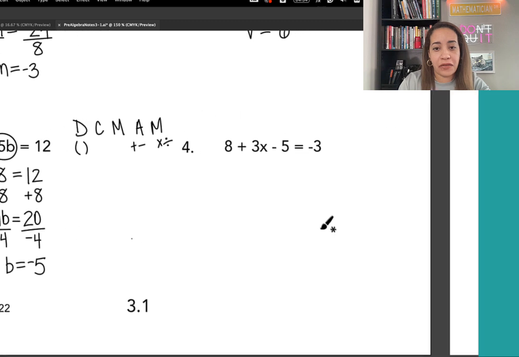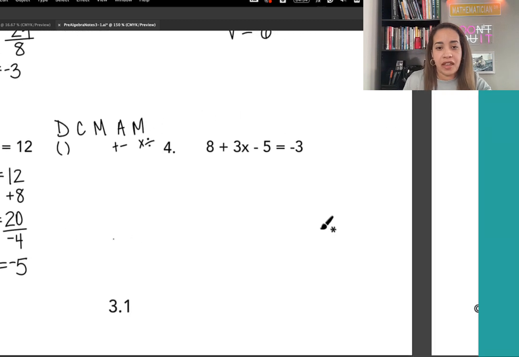Here is number 4. Always thinking through our steps. We use that phrase to help us remember, don't call me after midnight. And the D stands for distribute. I do not see parentheses in this problem, so I do not need to distribute.